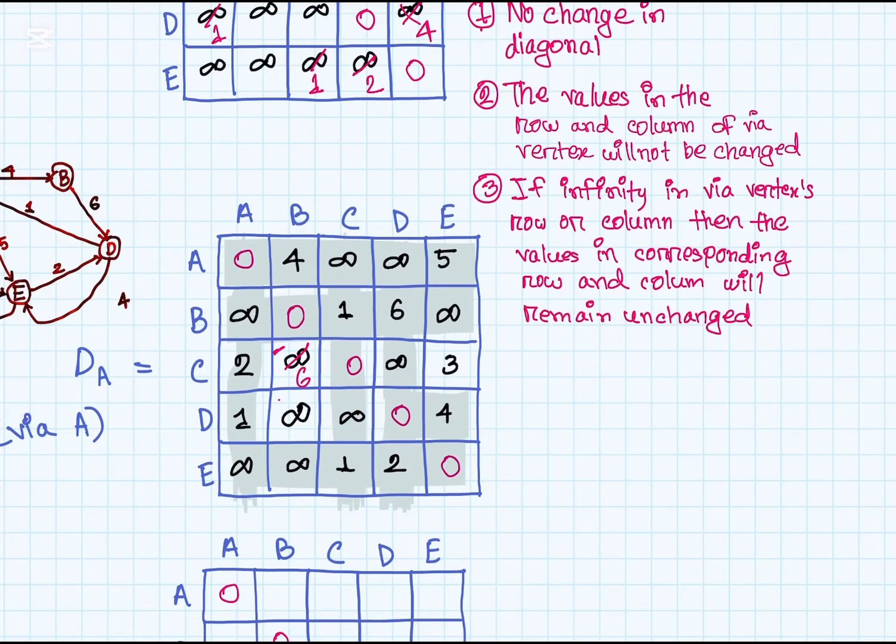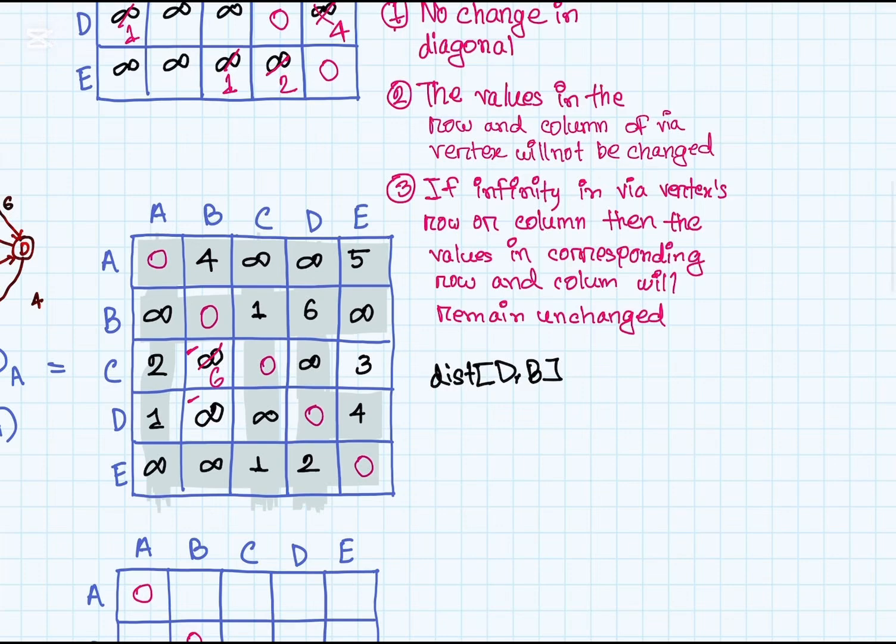Now let's calculate the value of this cell. So dist of D to B, we have to check whether dist of D to B is greater than dist of D to A plus dist of A to B. Dist of D to A is 1 and distance of A to B is 4 and distance of D to B is infinity. So infinity is greater than 5. So let's update the value from infinity to 5.